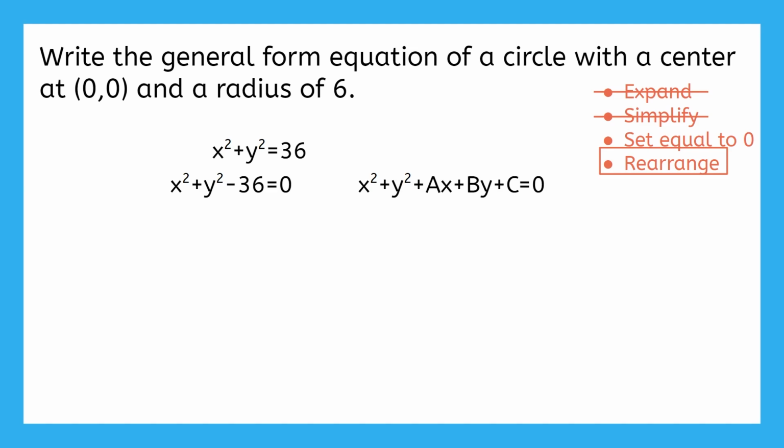Well, anytime one of your center coordinates is 0, it will make either A or B in the general form equation 0. In this case, with the center at the origin, they're both 0. So when we're checking the order of our terms, we can just skip over x and y. And x squared comes first, followed by y squared with the constant last. This is 100% correct.